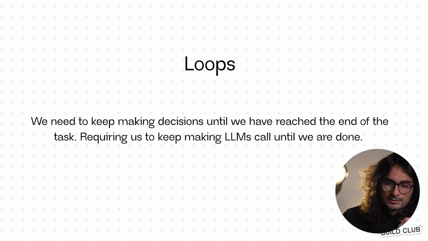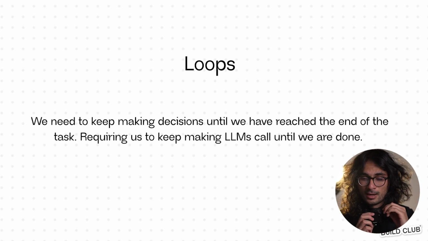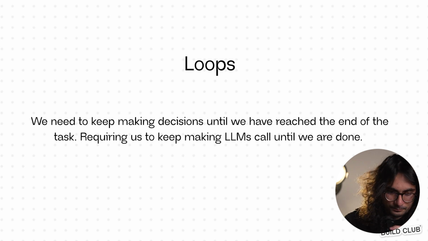Loops: we need to keep making decisions until we've reached the end task. This basically requires us to keep calling the LLM again until we're done. How do we know we're done? The LLM decides, and we can write that in the prompt.